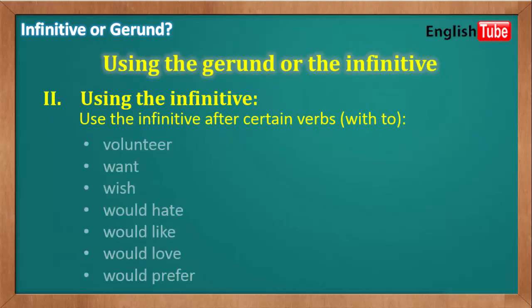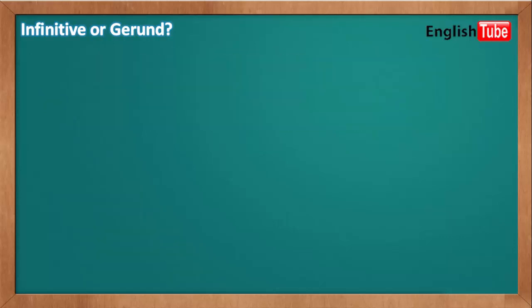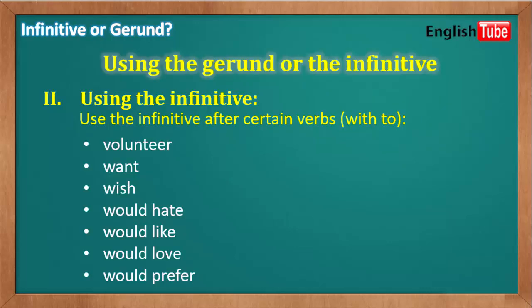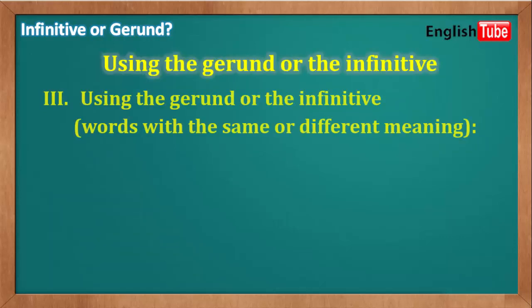Volunteer, want to, wish to, would hate to, would like to, right? Say I'd like to do something, or I'd love, and then would prefer, I'd prefer to. Okay, so these are verbs that can be used, let's say, with the infinitive, certain verbs that require using the infinitive form.